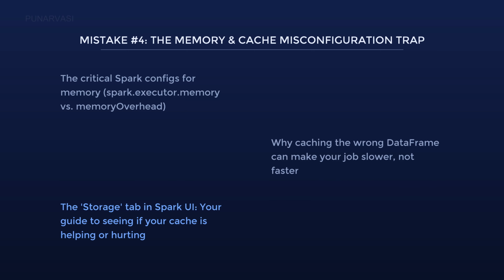Here's how you spot the thief. Open the Storage tab and find your cached data frame. Look at the size in memory and disk size columns. If you see a large disk size, your cache is spilling, it's too big. It's actively crippling your executors. This single view tells you what to drop immediately to reclaim your memory and stop the bleeding.